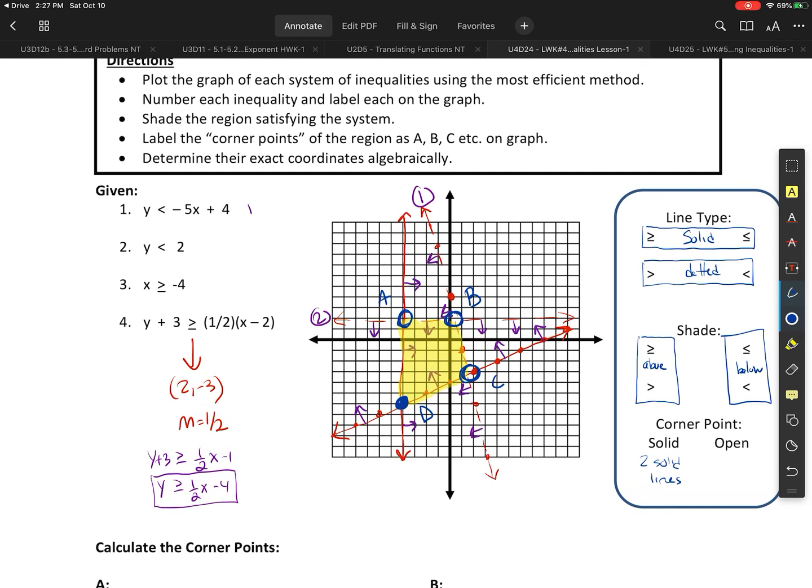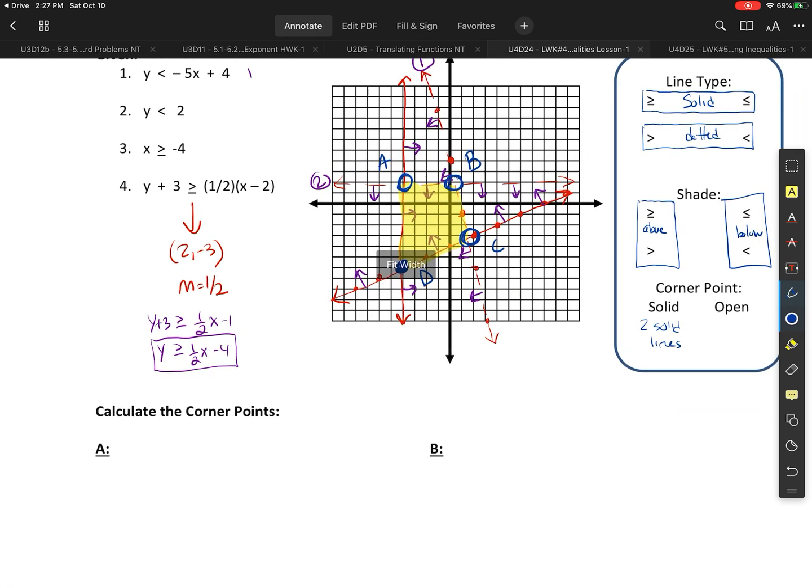To better understand them, we have to find the actual coordinates, so we're just solving the system. If we look at corner A, at corner A we have lines 2 and 3. At corner A it's an open corner.